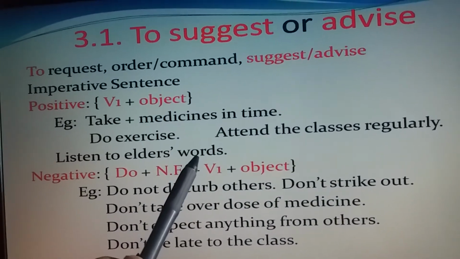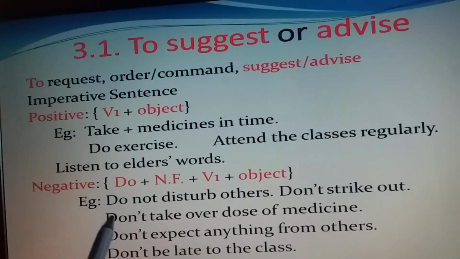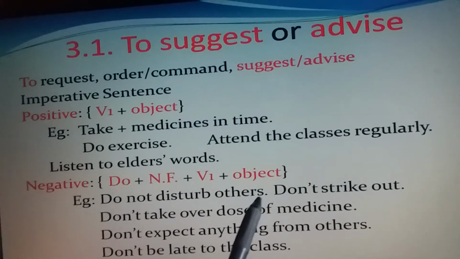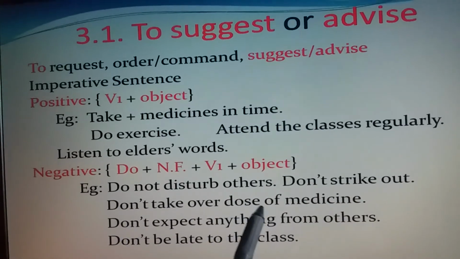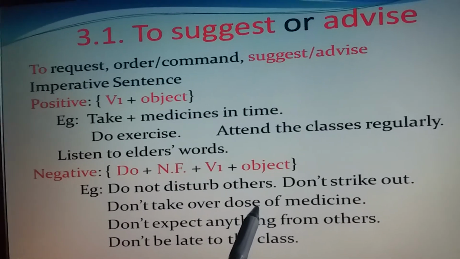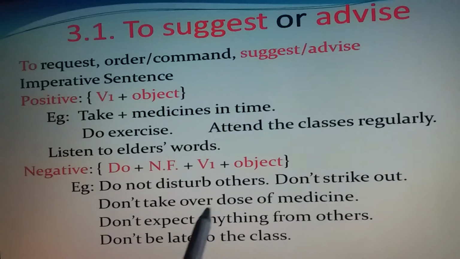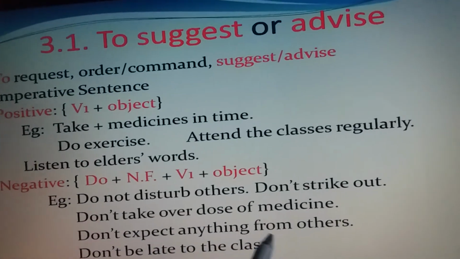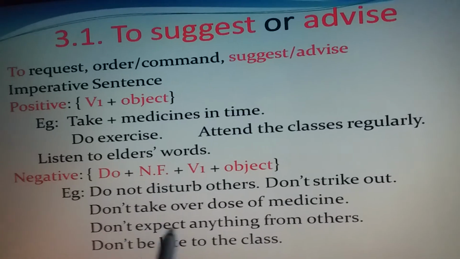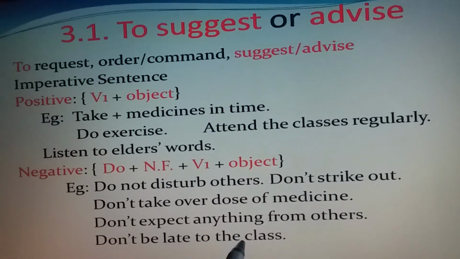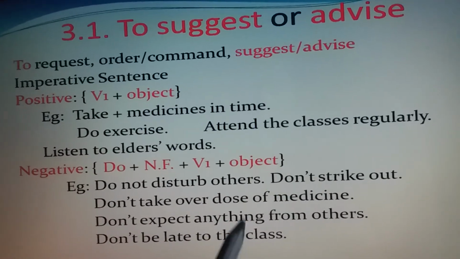And negative sentences: do not disturb others. And don't strike out. Don't take an overdose of medicine. The doctor is advising, do not take an overdose of medicine. And don't expect anything from others. And don't be late to the class. These are all pieces of advice to the other person we are advising.